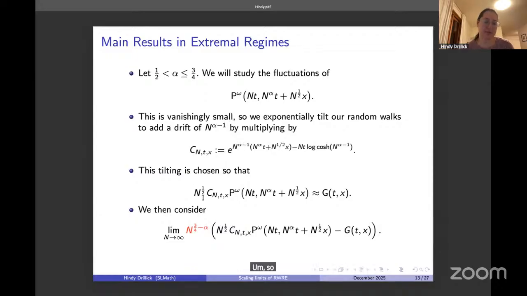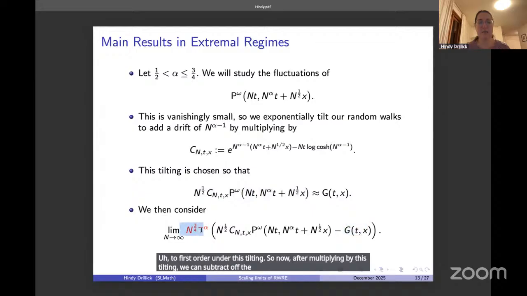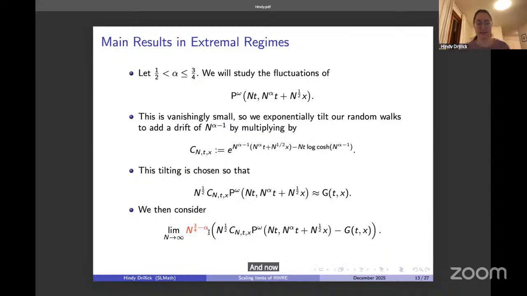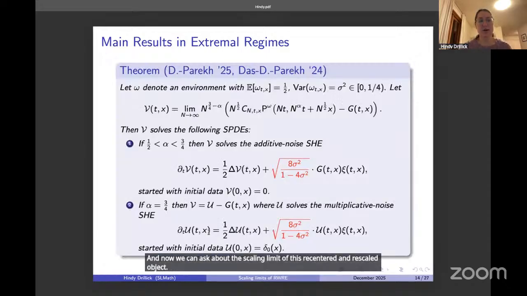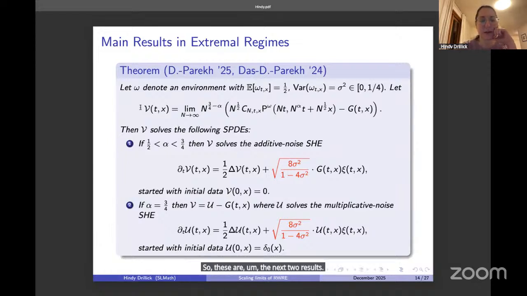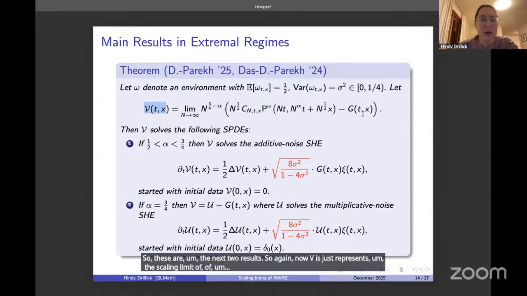So in particular, we define the CNTX so that if we multiply the quenched probability by this prefactor, now this does behave like the heat kernel to first order under this tilting. So now, after multiplying by this tilting, we can subtract off the heat kernel and now blow things up. It turns out the correct scale to look at is n to the 3/4 minus alpha. And now we can ask about the scaling limit of this recentered and rescaled object. So these are the next two results. So again, now V just represents the scaling limit of this object.